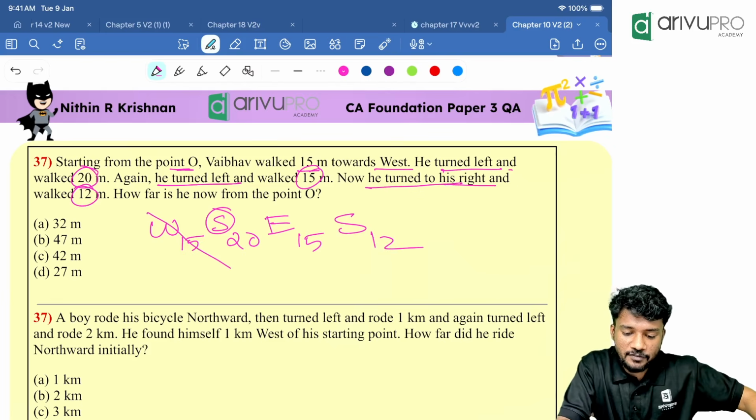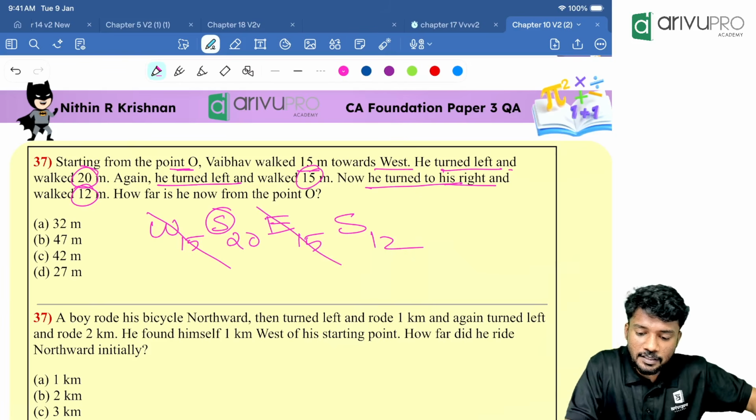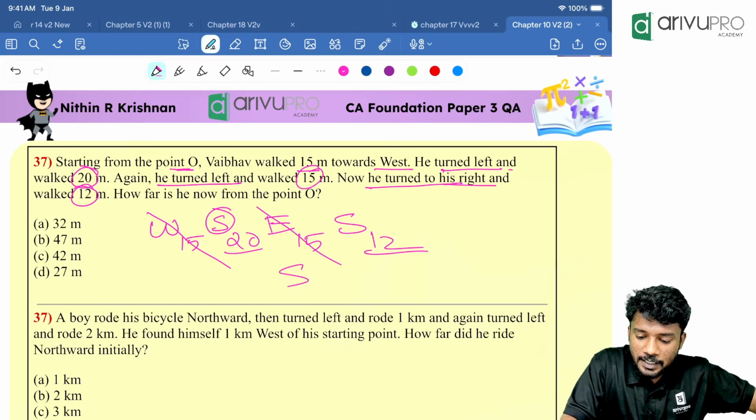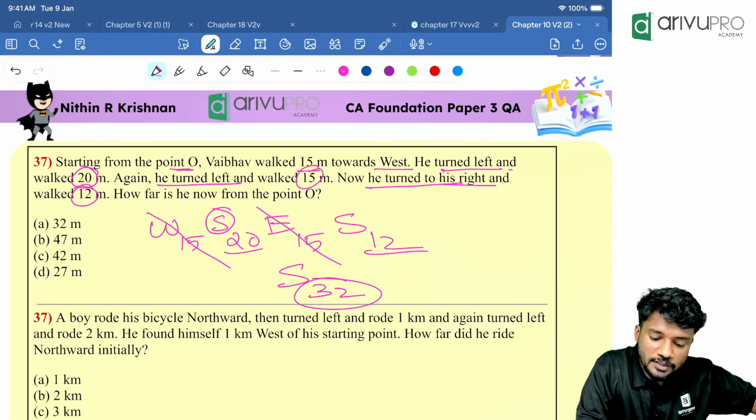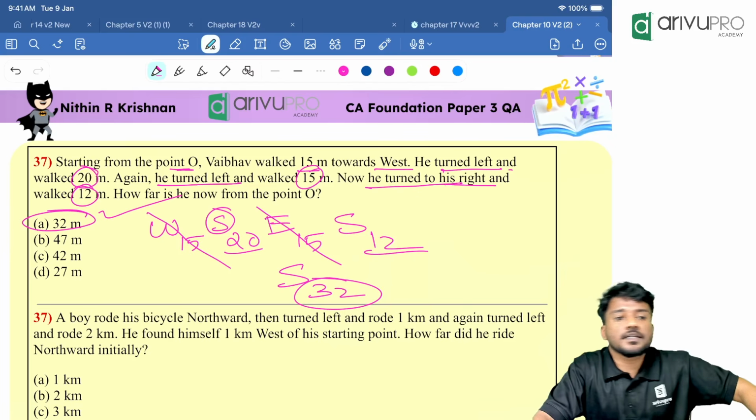People, west 15 and east 15 got cancelled. South 20 plus south 12 will become south 32. So what is the shortest distance? 32 meters is the answer.